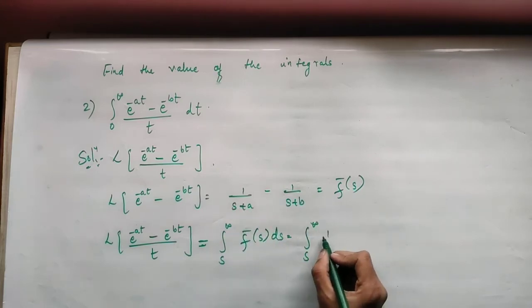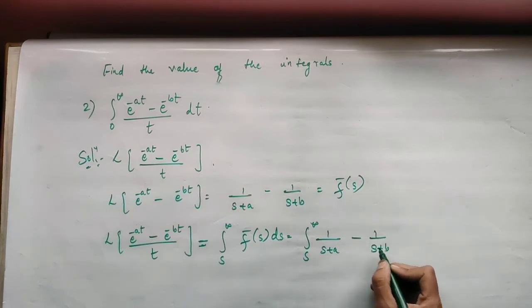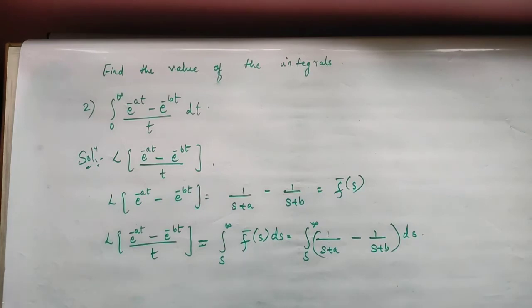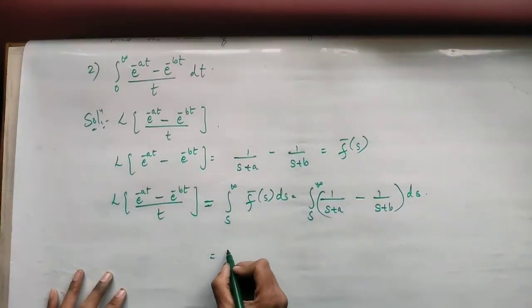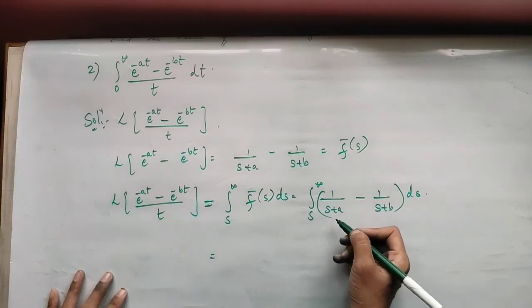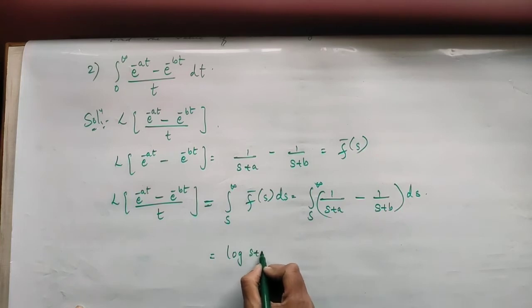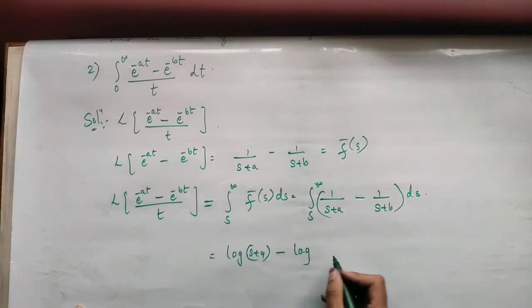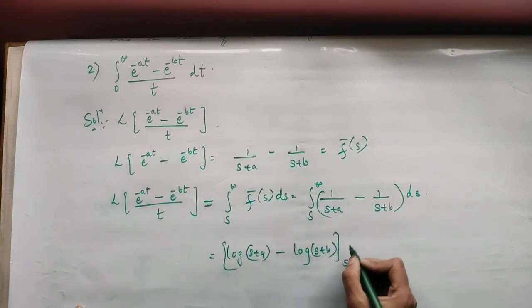So it is integration from s to infinity. What is your f bar of s? It is 1 divided by s plus a minus 1 divided by s plus b, into ds. Okay, now what is integration of 1 divided by s plus a with respect to s? It will be log of s plus a. Similarly, what is integration of 1 divided by s plus b? It is log of s plus b. Now this with limits from s to infinity.